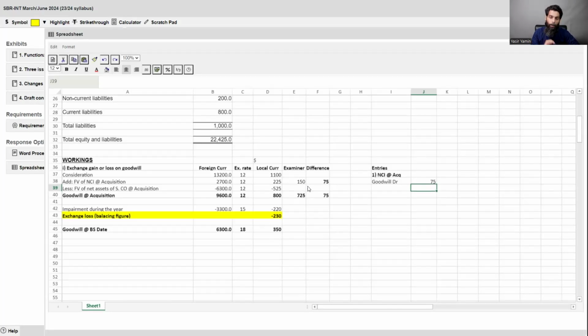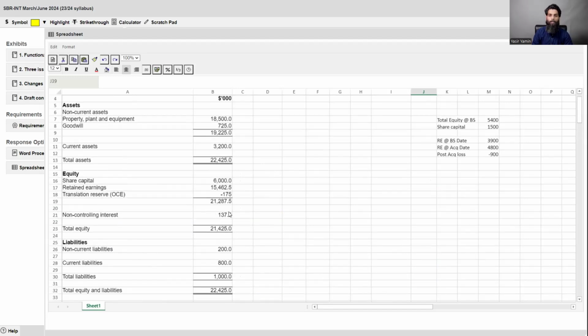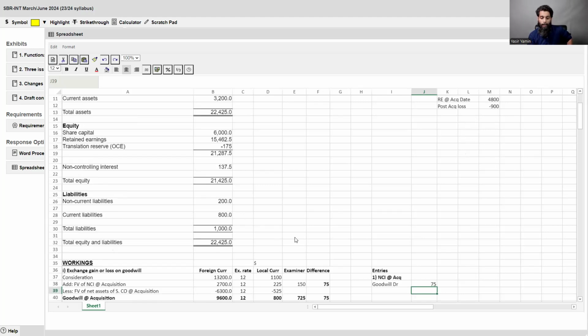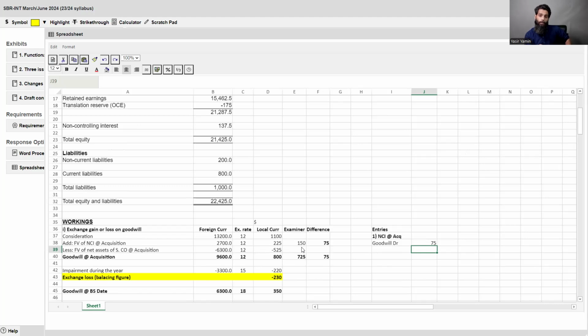And this lower valuation of NCI would also have affected the final valuation of NCI at the balance sheet date. You all know now, how do you calculate NCI for the balance sheet? You always start with the fair value of NCI at acquisition. Since you had calculated NCI at the date of acquisition 75 less, it would have diluted the balance sheet date value as well. So the correcting entry should be goodwill debit, NCI credit 75. Is it okay for everyone?